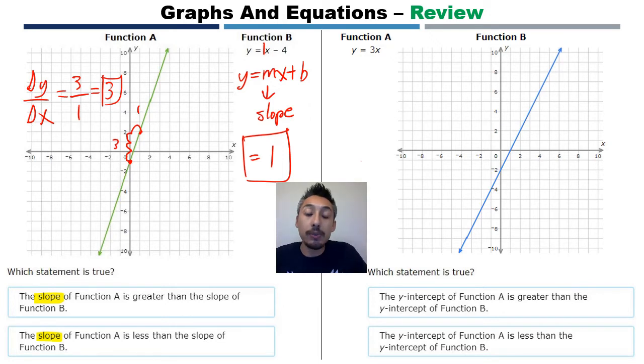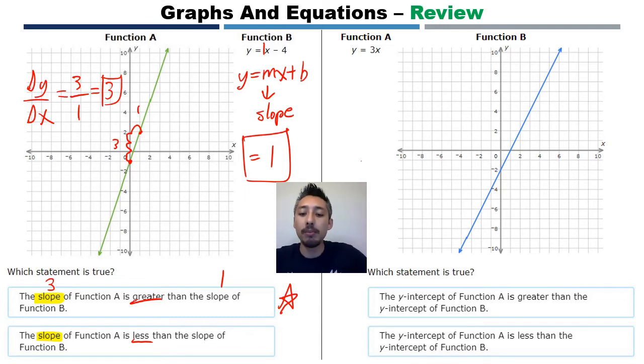So now the question is, which of these is greater? Is the slope of function a greater than b, or the other way around? Slope of function a is 3. The slope of function b is 1. Is 3 greater than 1, or is it less than 1? In this case, it is greater, which means that the first option is correct.